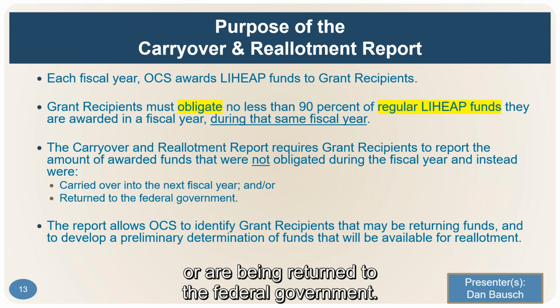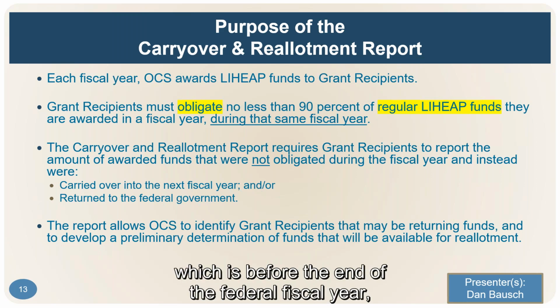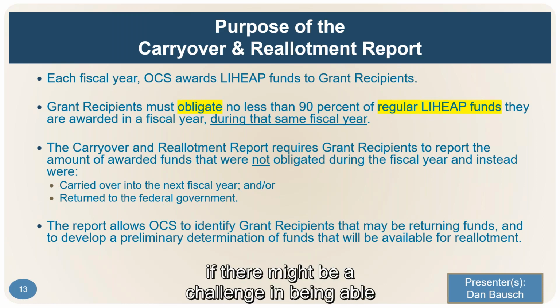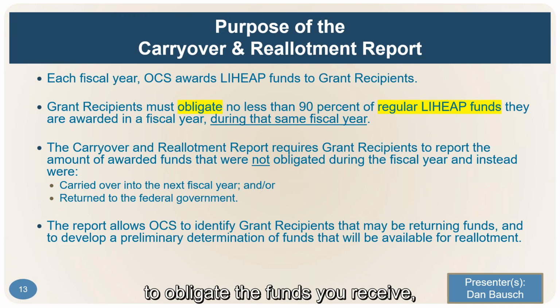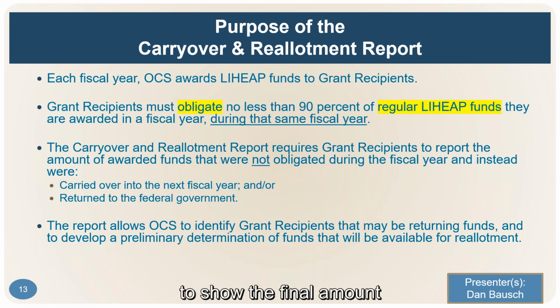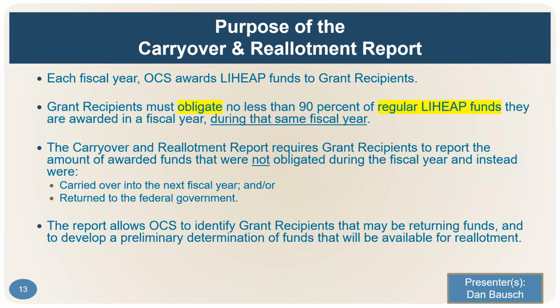The report, as John mentioned, is typically due in August, which is before the end of the federal fiscal year, and that helps you and helps OCS to identify if there might be a challenge in being able to obligate the funds you receive. And then the final report is generally due in December to show the final amount that you have carried over or returned.